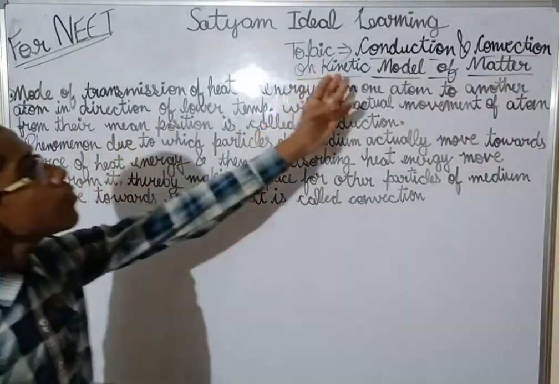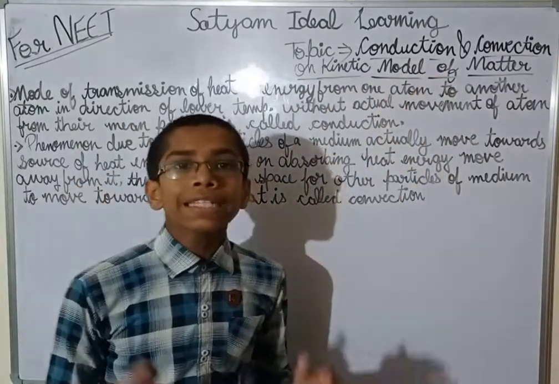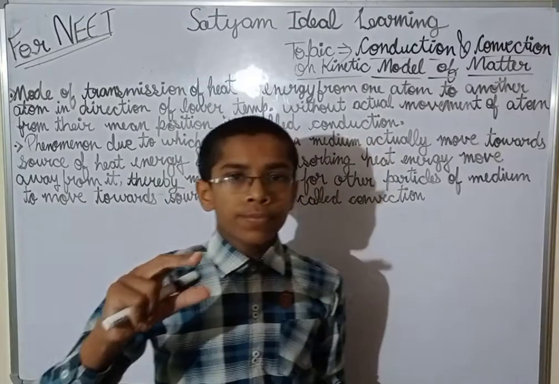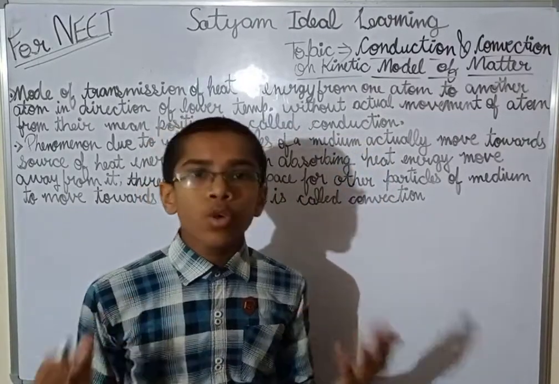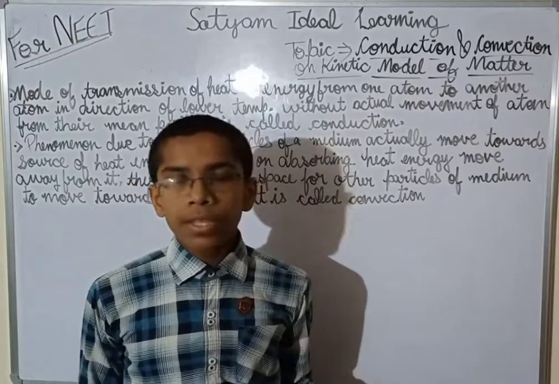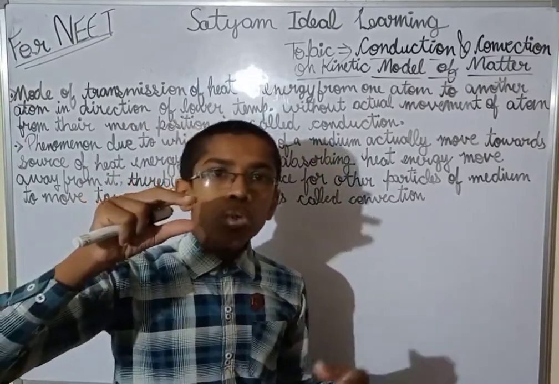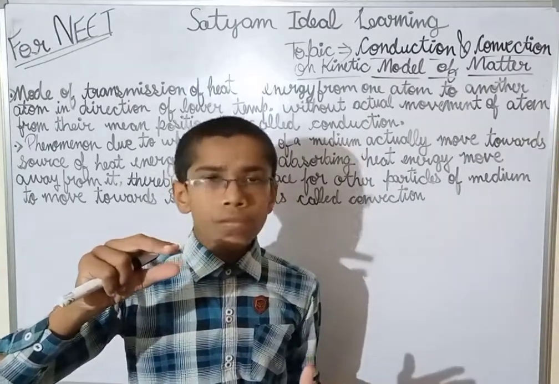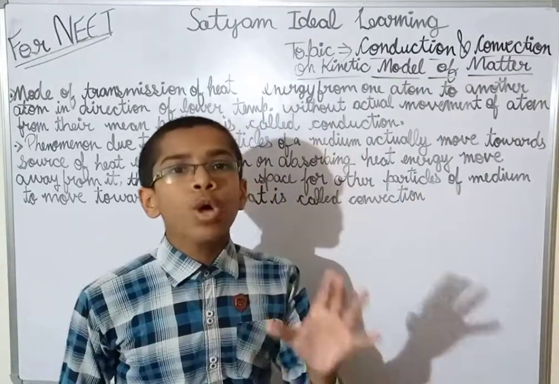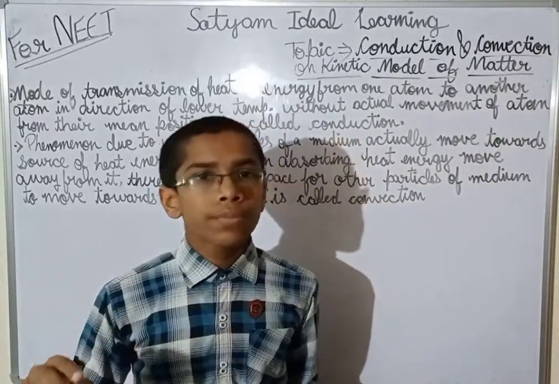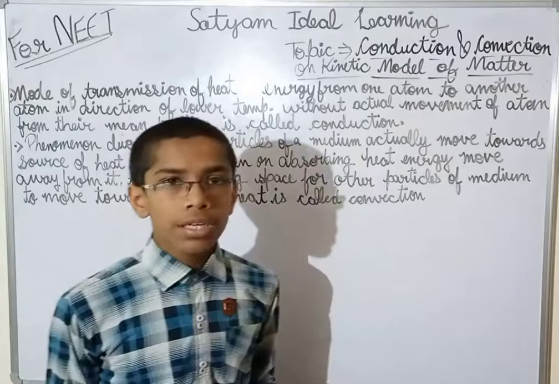Now, on the basis of the kinetic model of matter, let's discuss an example. If we take a solid, any solid, an iron rod you can take, and we provide heat at one side. Clear? So we are providing heat to a solid at one side with the help of a candle or a Bunsen burner, anything you can take.